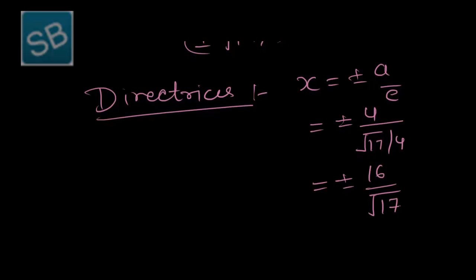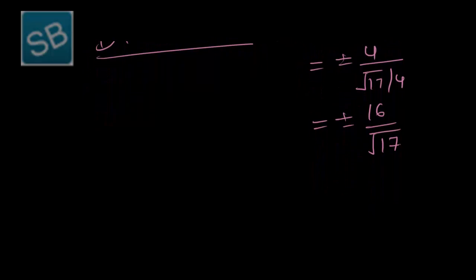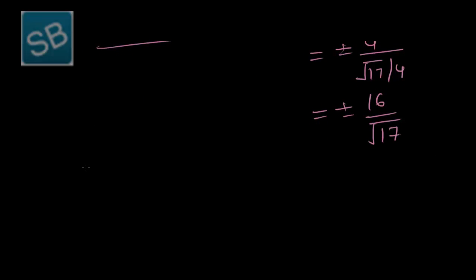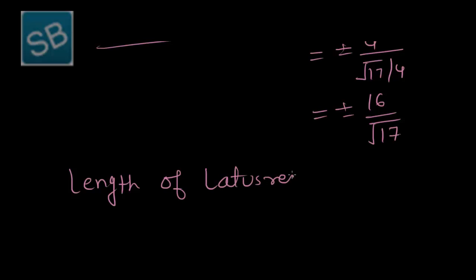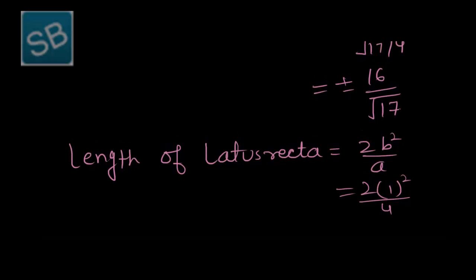Now as we know the value of a and b, with the help of these we can find the length of latus rectum, that is 2b square over a, that is 2 into 1 square over 4, that is 1 over 2.